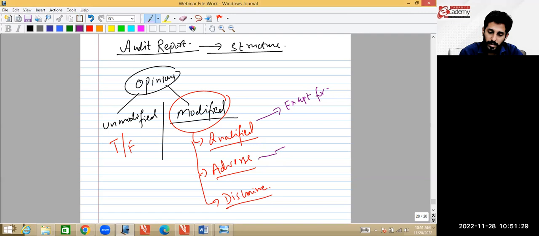Adverse means financial statements are not true and fair. And disclaimer means no opinion.